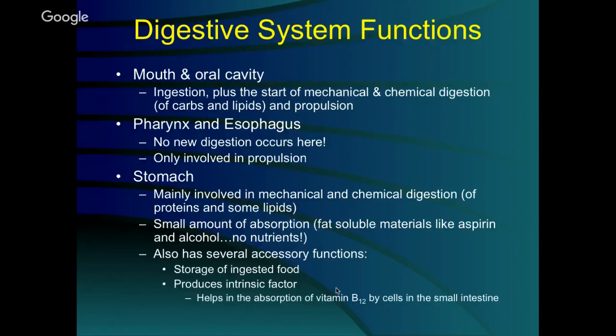There are several accessory functions of the stomach. What that means is these are not listed as key functions of the digestive system, but they're things that the stomach does for us. For example, it can store ingested food if digestion has to be put on hold because, for instance, of a stress response, or simply because the food in the stomach can't all move to the small intestine at the same time. And it also produces a material called intrinsic factor. Remember, that was one of the products of the parietal cells, which are going to help us absorb vitamin B12 later in the small intestine.